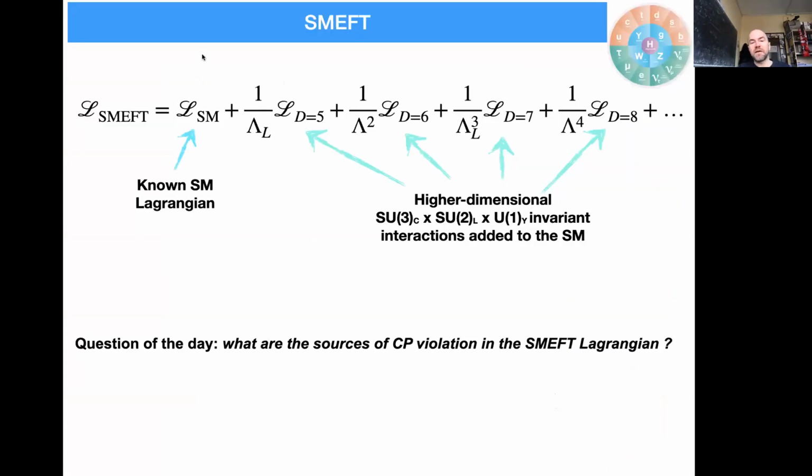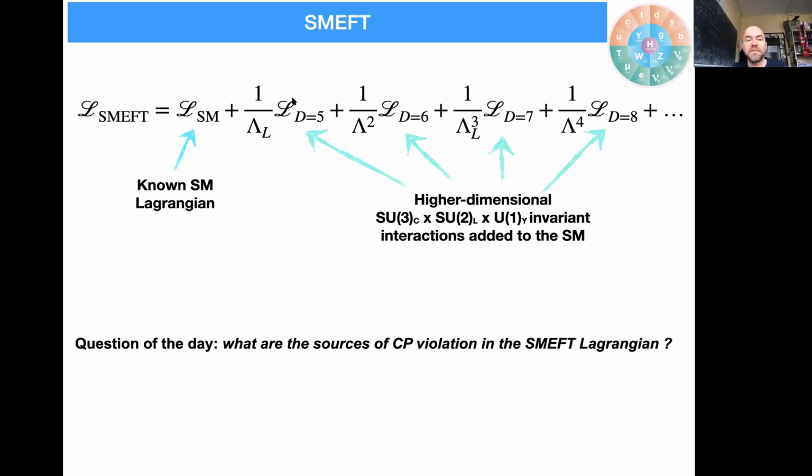This EFT, again, let me remind you, has this sort of an expansion, where we're starting with the standard model Lagrangian, and then we are adding a series of higher dimensional operators, dimension 5, dimension 6, dimension 7, dimension 8, in some consistent expansion over some high scale.